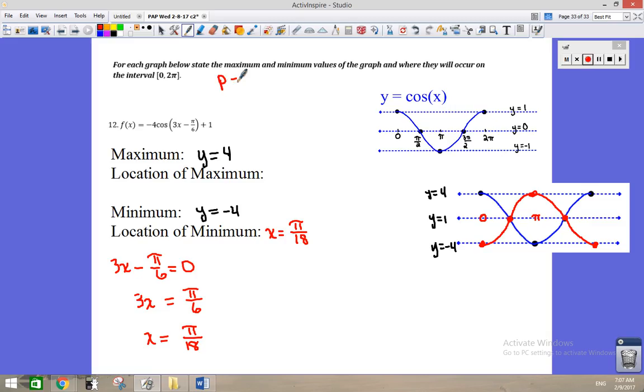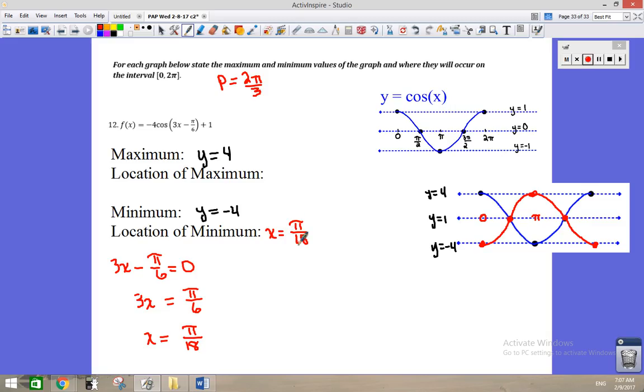Now the new period of this, with the 3, take 2 pi and divide it by 3. So instead of multiplying, you're dividing. Instead of stretching, it's a horizontal compression. So we're going to gain extra points of where our max and min occur. Our max and min always occur in the next cycle, 1 period unit away.